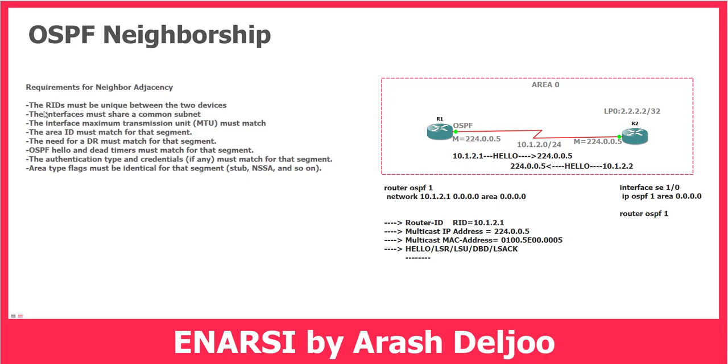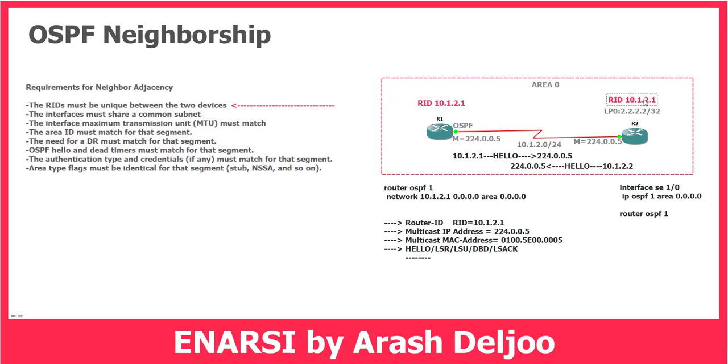Look at here. The first requirement is that the RID, meaning router ID, must be unique between the two devices. This is obvious. The router IDs of two routers should not be equal. You know that now in router 1, the router ID is, for example, 10.1.1.1, and in router 2 the router ID is quad 2.